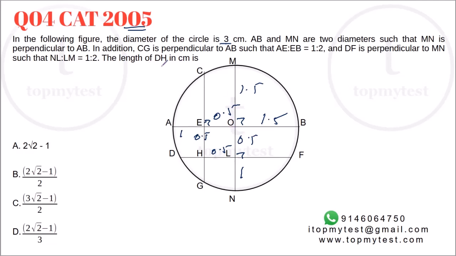Okay, what is the length DH in centimeters? Now, if you take OLD, it's a right angle triangle.